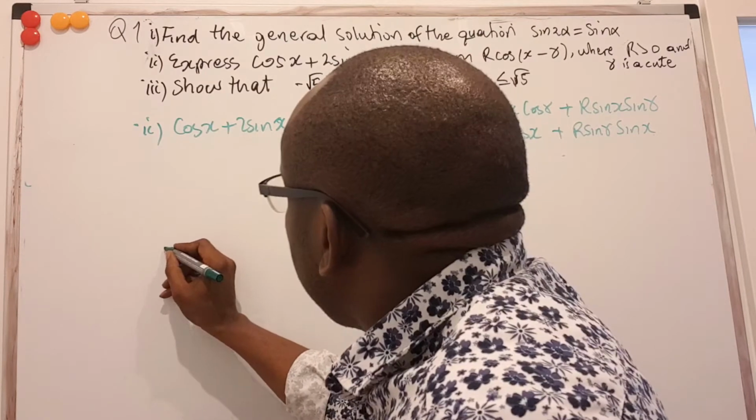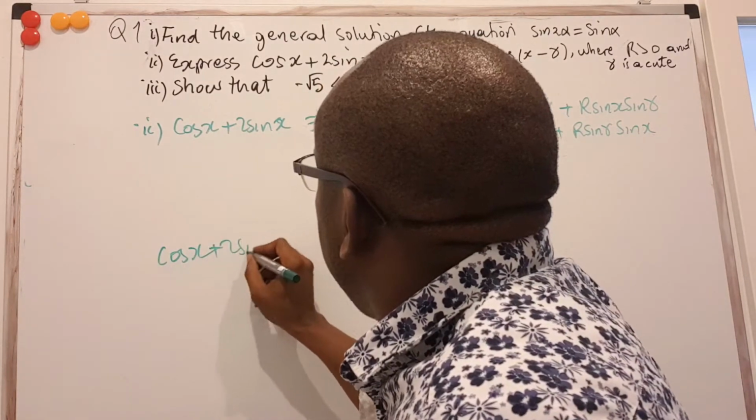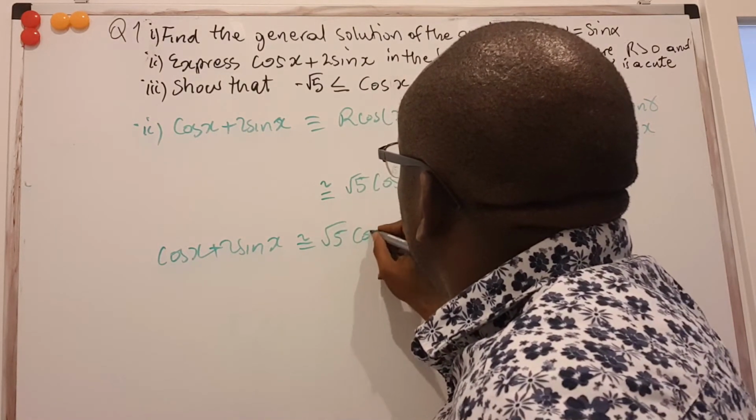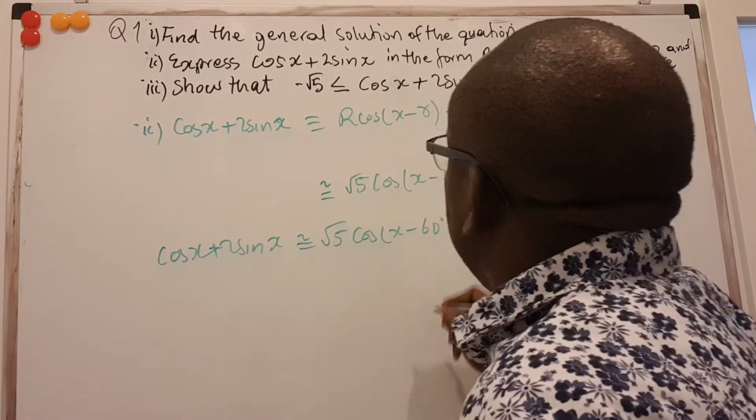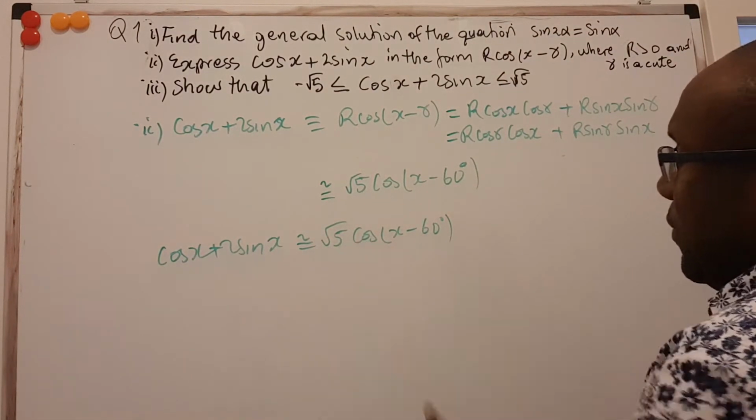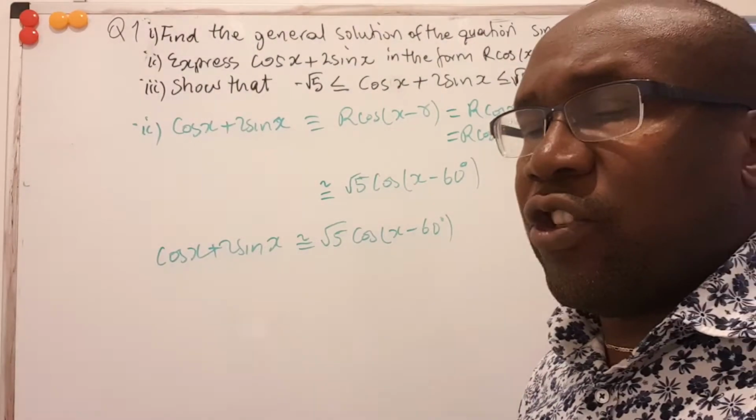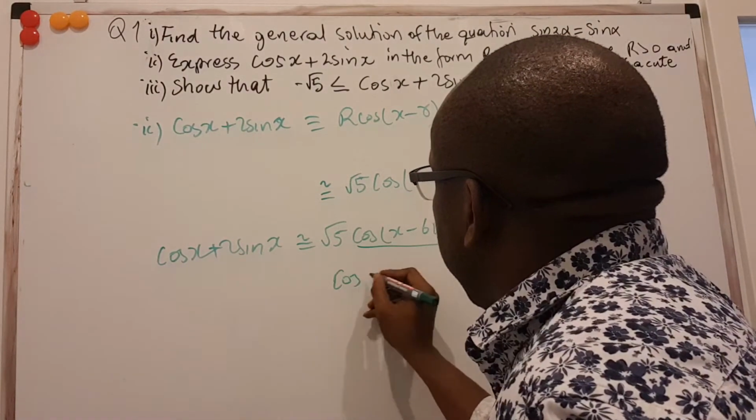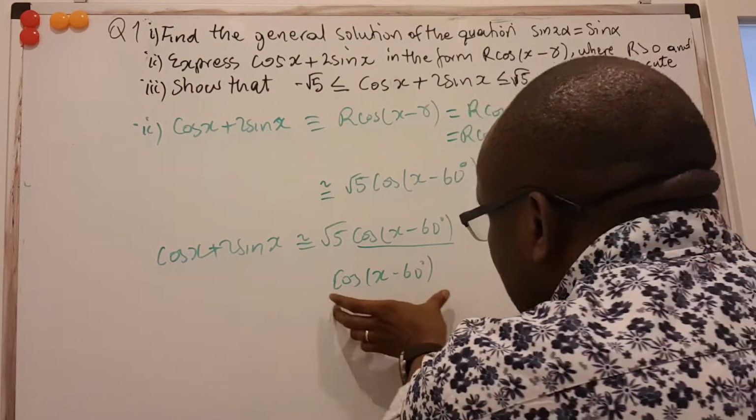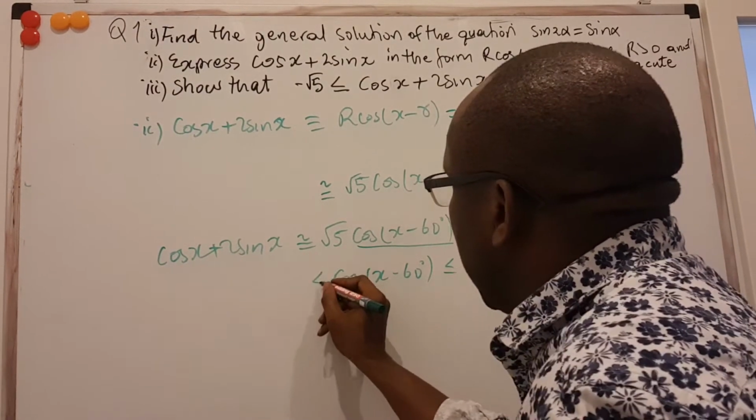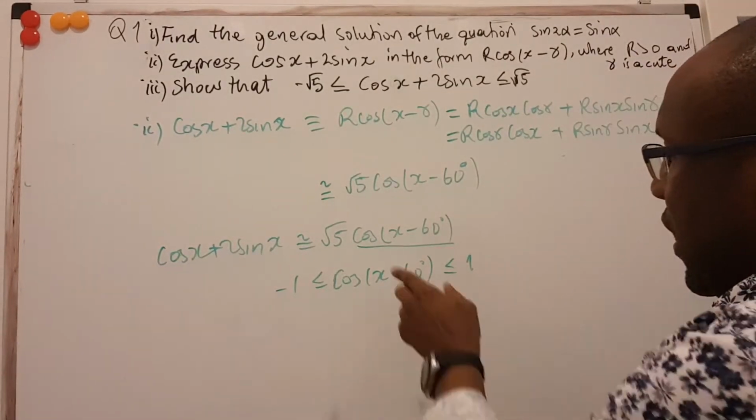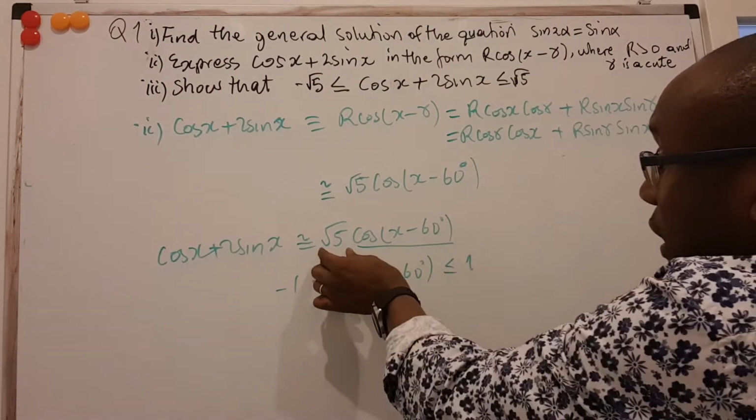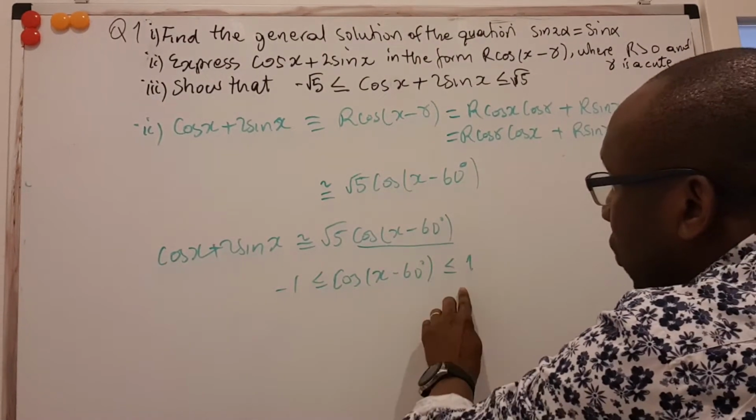So we know that cosine of x plus 2 sine of x can be approximately written as square root of 5 cosine of x minus 60 degrees. I can take this now and try to play with it. The cosine and the sine functions have a minimum value of minus 1 and a maximum value of 1. So the cosine of x minus 60 is always going to be less than or equal to 1 and greater than or equal to minus 1. But what I have here has root 5 on it, so I'll multiply all through by root 5. It's a positive value, so the inequality sign will not change.